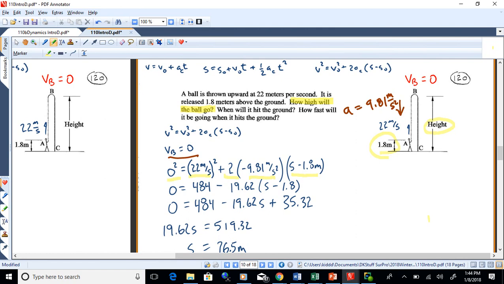So these equations are simple enough to use, but there are some finer points on how you plug things into them. You have to pick up the fact that your final velocity is 0. Get that on the left-hand side of the equation. Your initial velocity is 22. Get that on the right-hand side. The acceleration is down, so that's a negative 9.81. And the height, as it's defined there, would be the S distance, which is 1.8 meters more than what we're solving for. So we have to find the height. We have to take S minus 1.8.